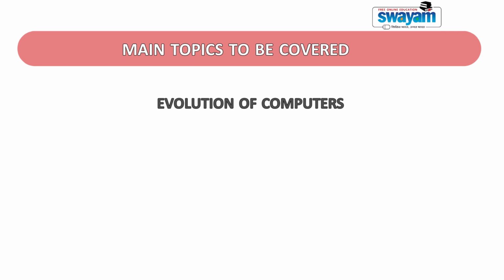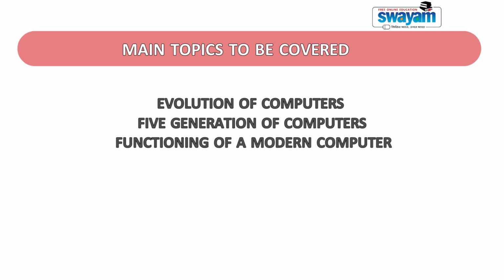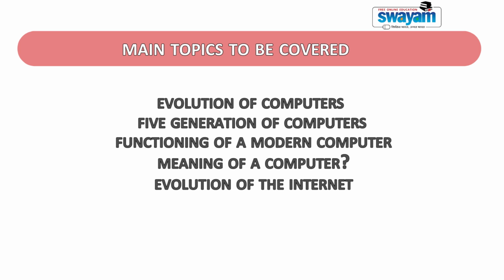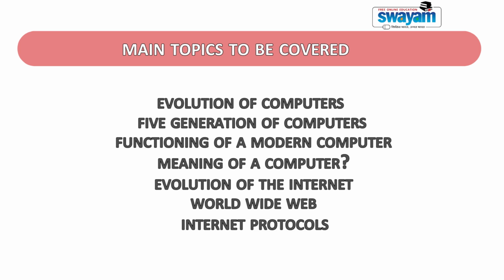This would in turn involve the evolution of computers in the sense of understanding the 5th generation of computers, the functioning of a modern computer, what is a meaning of a computer as per the law. This would also involve understanding the evolution of the internet and understanding the concept of the www or the World Wide Web, the meaning of internet protocols, which involves the TCP IP, the SMTP and the internet protocol address and also the domain name system.